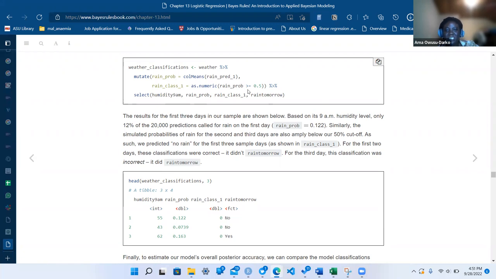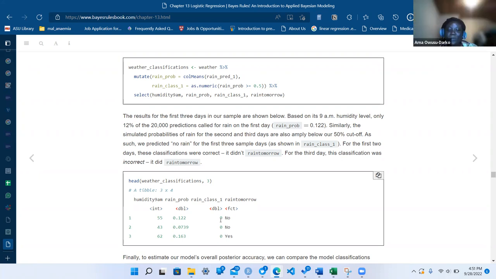If its probability is greater or equal to 0.5. As numeric, is it rounding it off? This is changing a Boolean into a number. Okay, so zero, changing Boolean to number.